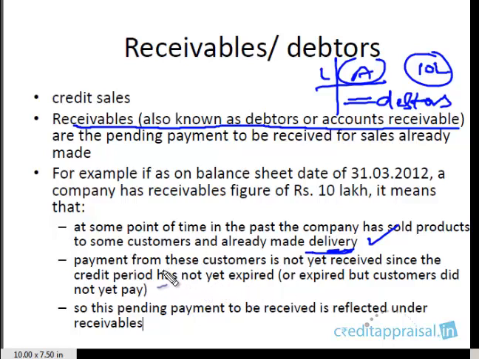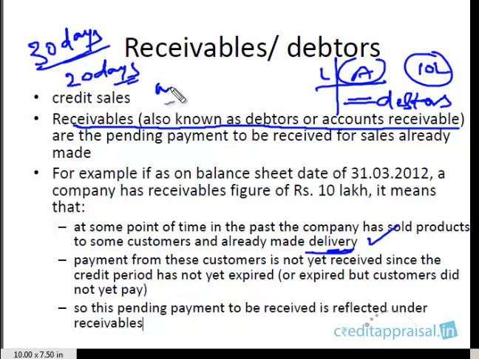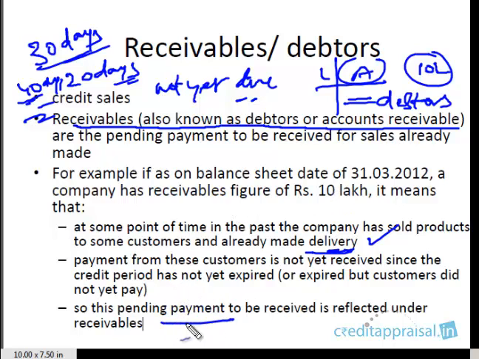Why didn't they pay us? Either because the credit period has not yet expired. Say for example, we gave a period of 30 days, and this period is not yet completed. Maybe only 20 days are completed so far. So this is not yet due, and therefore this debtor is appearing. Or the period has already expired. Say it is now 40 days, but they didn't pay. So the payment period is over, but they didn't pay. Either way, this can appear under debtors. So pending payment is usually reflected under the receivables.